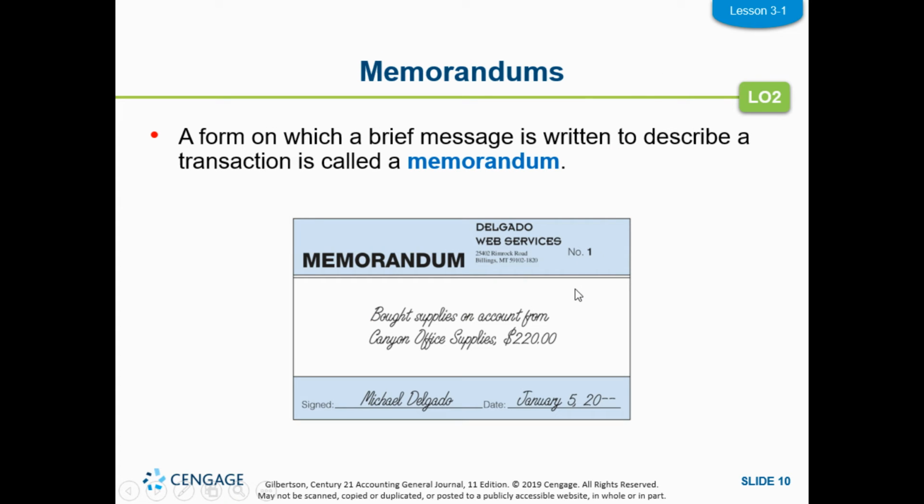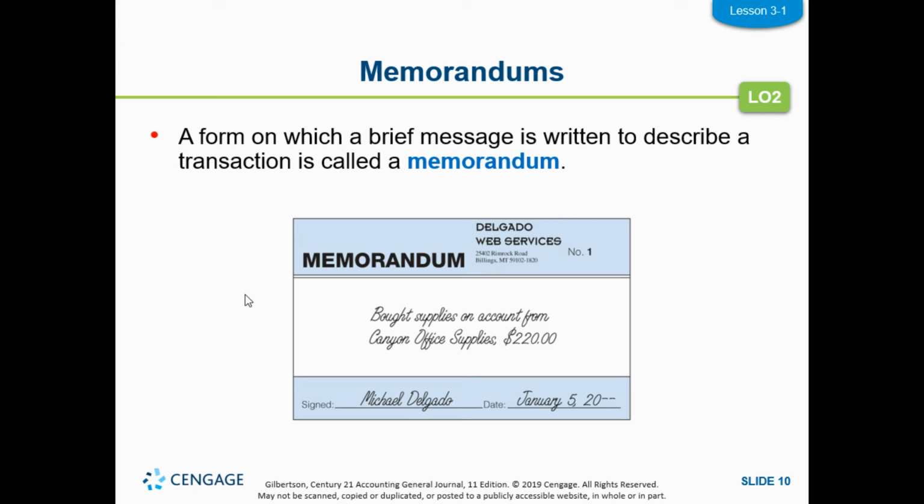Memorandum is one that's kind of confusing. Like, do we even do memorandums anymore? See, I bought supplies on account from Canyon Office Sales, and I wrote myself a memorandum. This is kind of old school. Anymore, we would probably have a sales receipt from Canyon Office Supplies for purchasing that item from them. That would probably be more common of a source document than a memorandum.